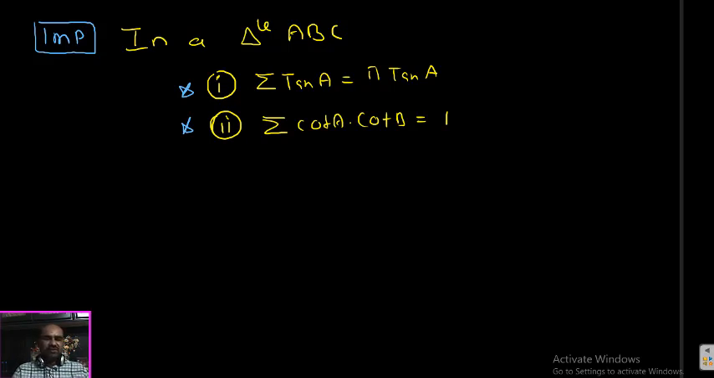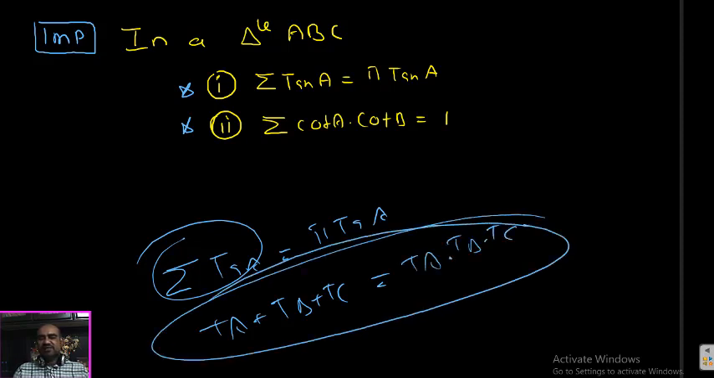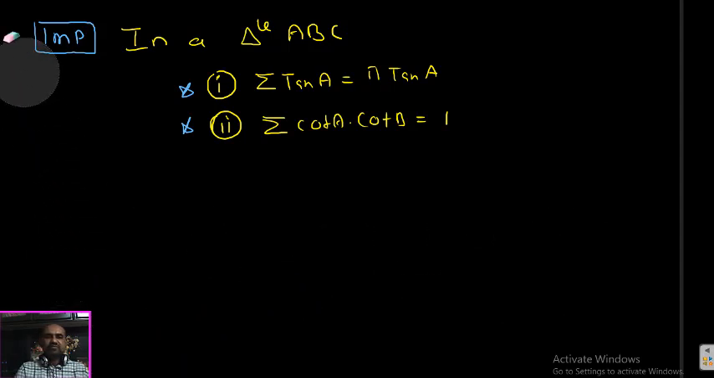What is the meaning of that? First of all, I want to ask, the meaning of sigma tan A is tan A plus tan B plus tan C only. It should be equal to pi tan A, meaning tan A into tan B into tan C. In any triangle ABC, this will happen. Tan A plus tan B plus tan C is always equal to tan A into tan B into tan C. That we should prove now. That is the first result. Okay.